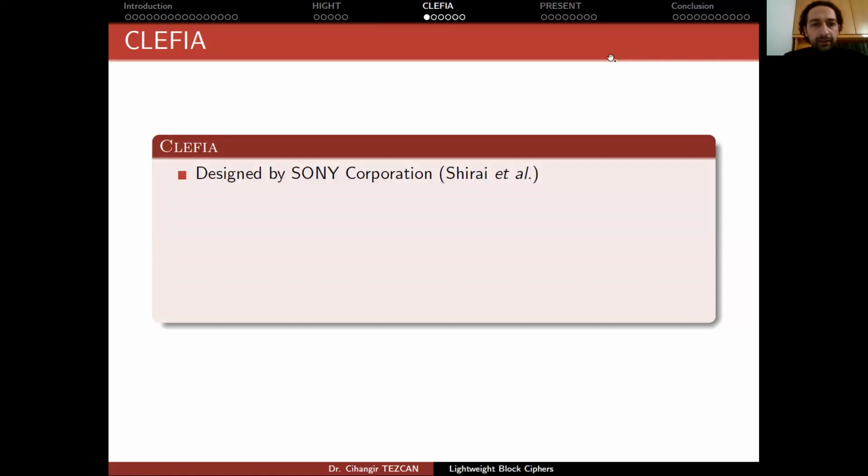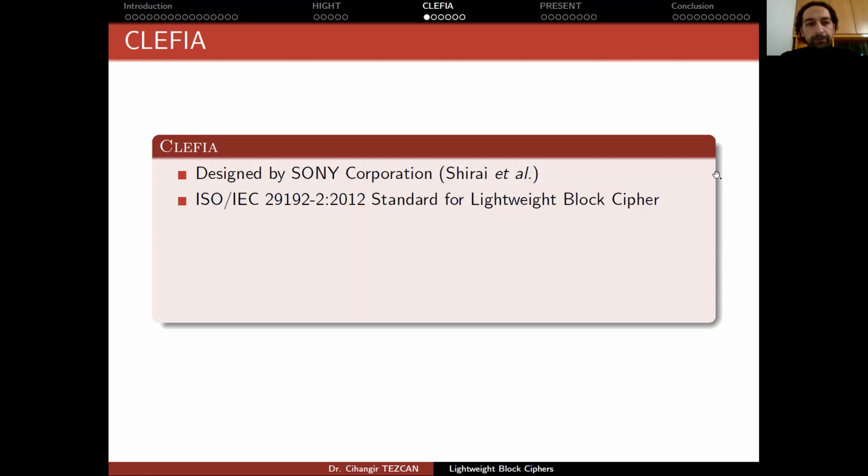We continue with another Feistel block cipher, a Feistel lightweight block cipher, let's say. It's called CLEFIA, and this is one of the two ISO standards for lightweight block ciphers. CLEFIA, designed by Sony Corporation, is an ISO/IEC standard, standardized in 2012. It is a standard for lightweight block ciphers, together with PRESENT. The difference is that CLEFIA is a Feistel cipher, while PRESENT is an SPN cipher.